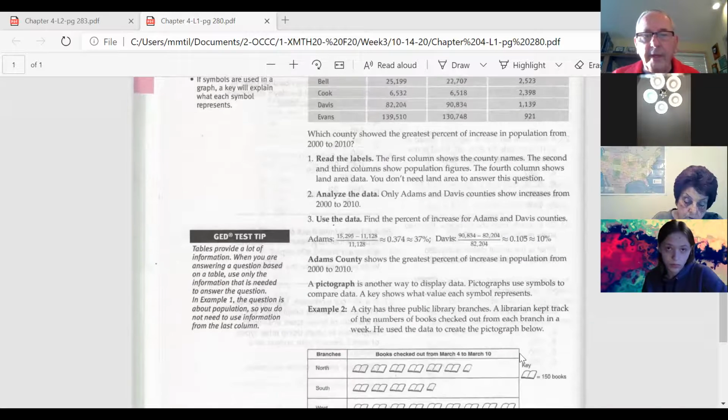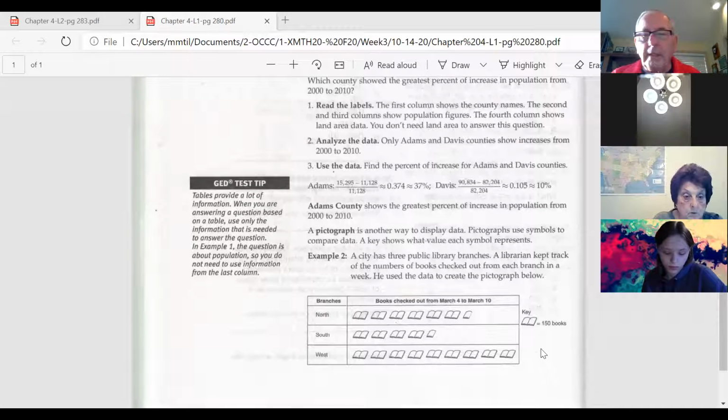That's a key takeaway. Okay, another way of looking at these is a pictograph, and that's where you have a picture that represents a certain amount. In this particular one, the key, you always look at the key.